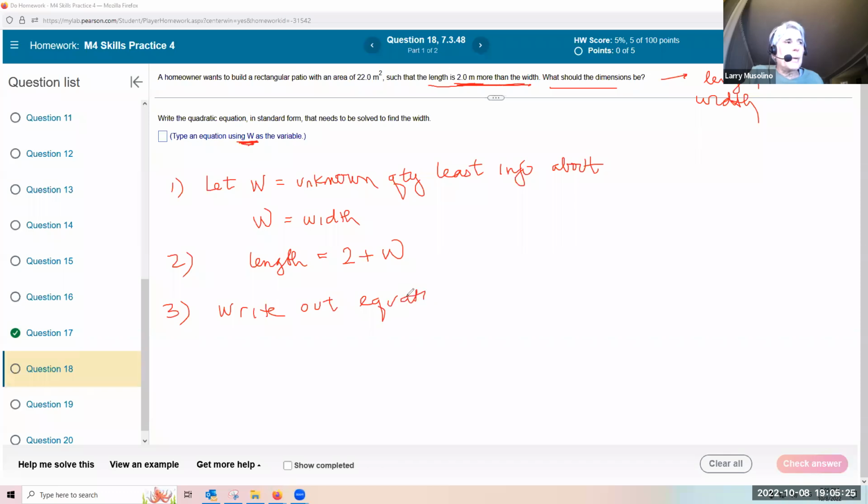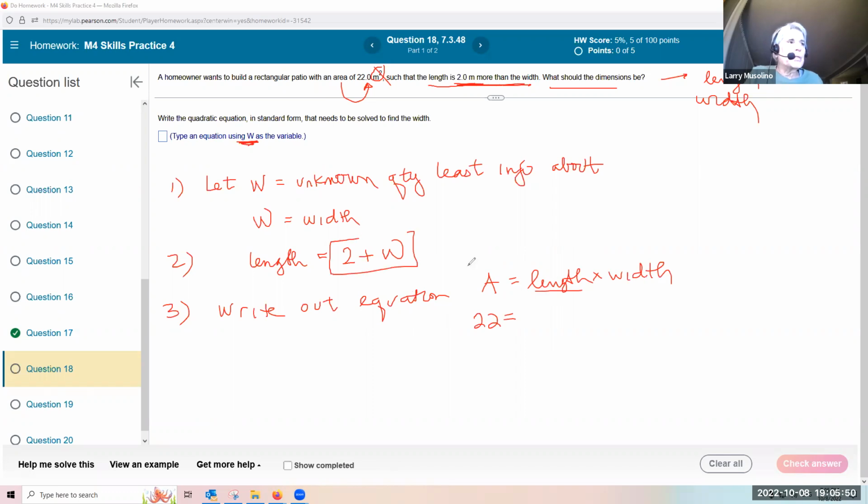Well, I know this problem is talking about the area of a rectangle. Area of a rectangle is length times width. I remember that from geometry. They're telling us the area is 22 in this example. I'm going to ignore this m squared. M squared is just the units, meters squared, but I don't need those units. So I'm going to ignore that. So area is 22.